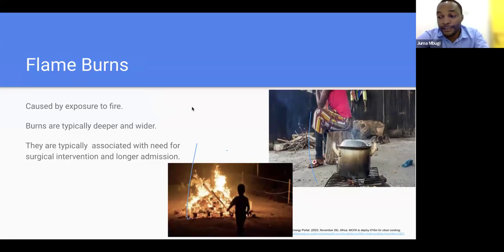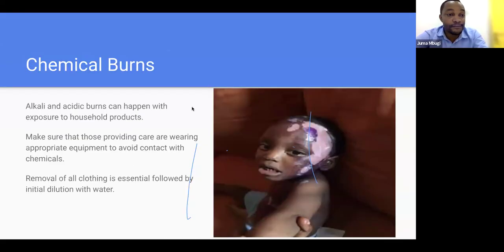And the other type of burn is the flame burn. This is caused by direct contact with fire. Usually the burn injuries are deeper and wider, and typically associated with surgical interventions and longer hospital stays as well. In these kinds of burns, the patient usually gets full thickness burns and usually requires complex medical care.